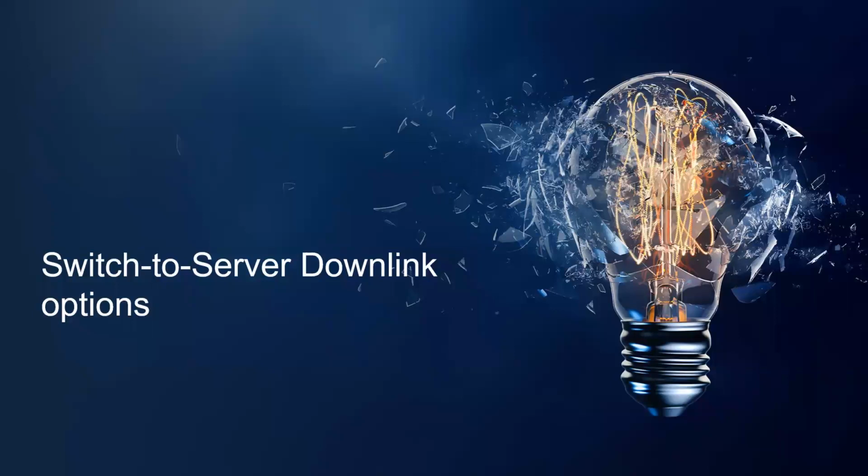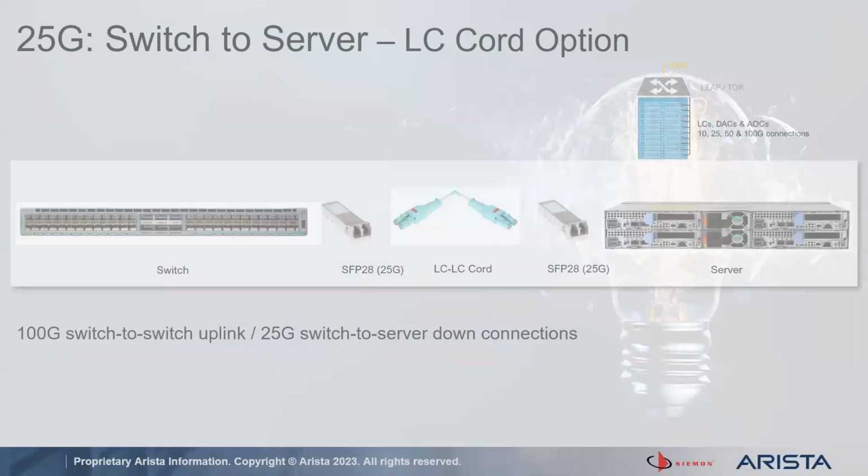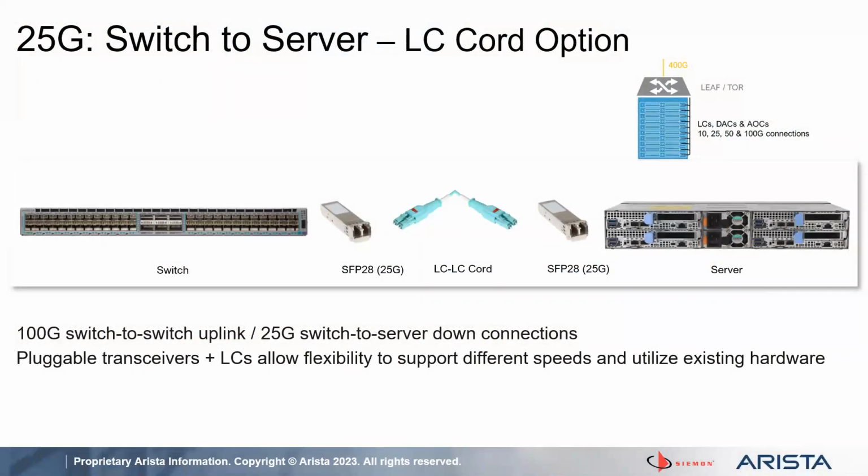So the other thing I wanted to show, just some examples, as Siemon was talking about, at the top of rack switch and down to the servers. That's kind of the last piece of the equation, that switch to server downlink. So I want to show there's really a few different options, and there are pros and cons to each one.